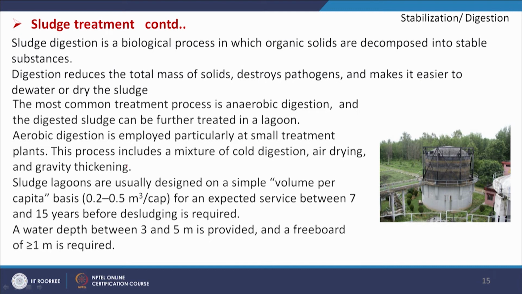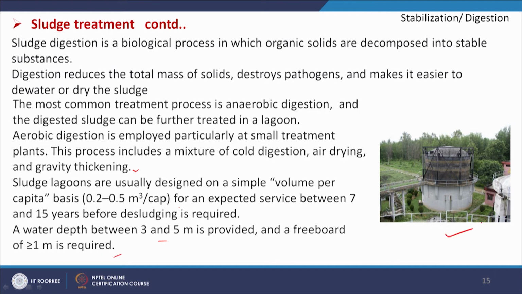This process includes a mixture of cold digestion, air drying and gravity thickening, and sludge lagoons are usually designed on a simple volume per capita basis, that is 0.5 meter cube per capita, for an expected service between 7 and 15 years before desludging is required, and a water depth between 3 and 5 meter is provided, and a freeboard of greater than 1 meter is required.